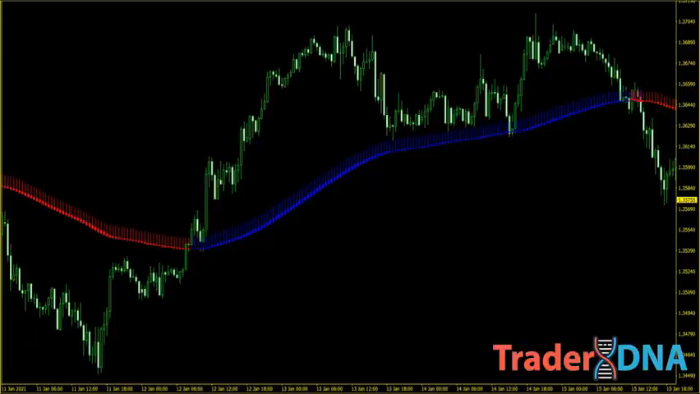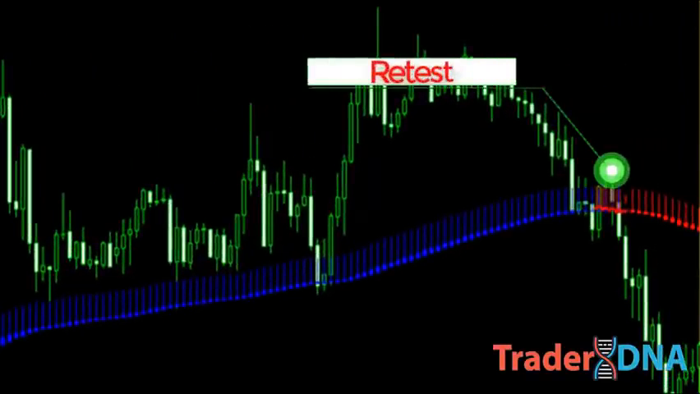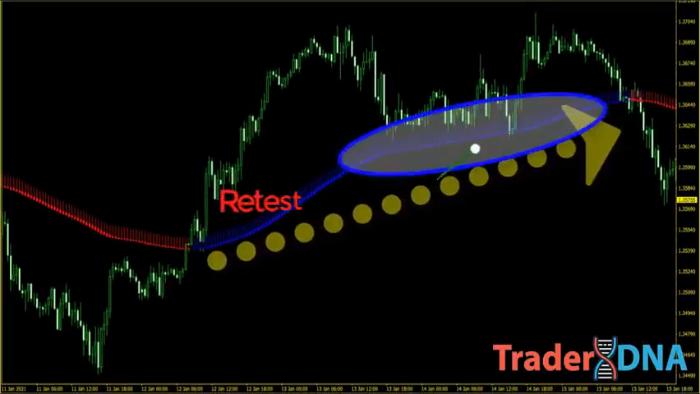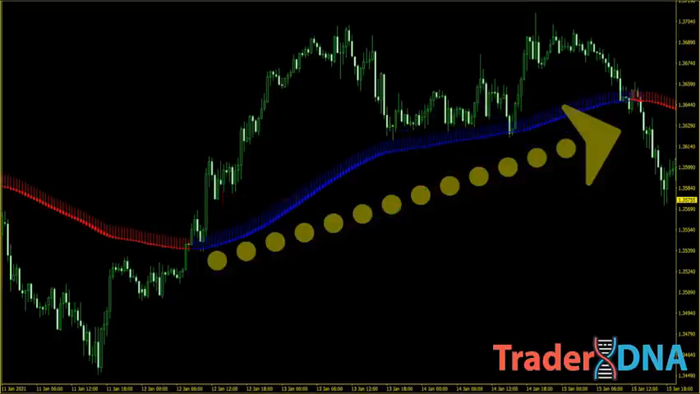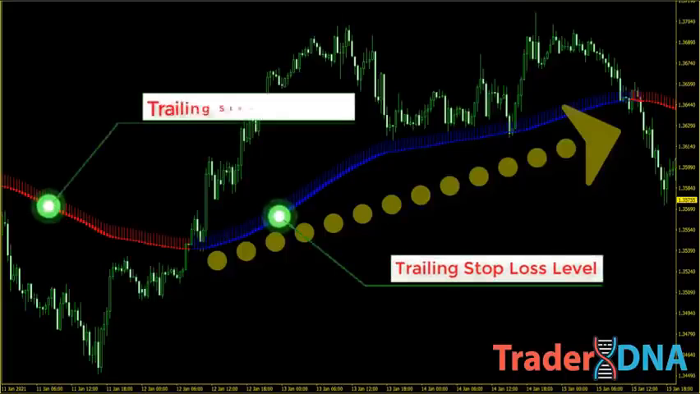Or after the support level, or blue smooth Heiken Ashi, has been broken, the price continues to go lower, you could enter a short position after the market on a retest of the red smooth Heiken Ashi. If you see the smooth Heiken Ashi trending higher, you could enter the market on a retest of the smooth Heiken Ashi. Likewise, when you are long in an uptrend market, then the smooth Heiken Ashi can be used as a trailing stop-loss level. The opposite is true for downtrends.